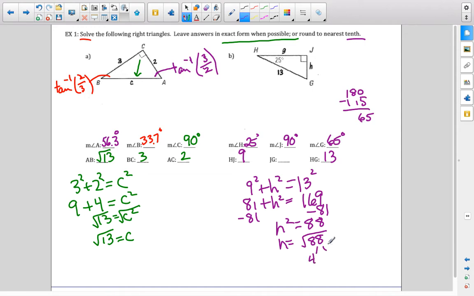88 is 4 times 22. 4 is a perfect square, so I can take the square root of 4 out, and the 22 stays under the radical. 2 root 22.